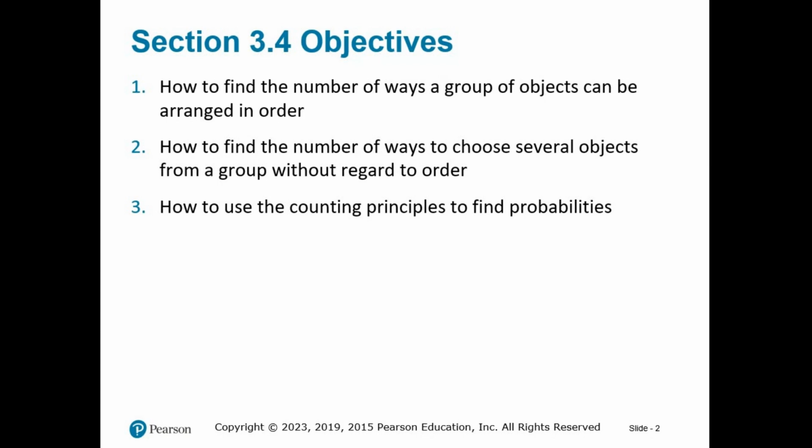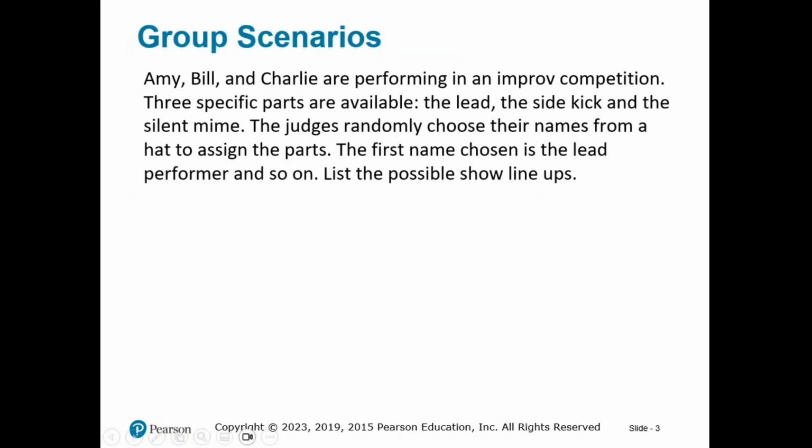Okay, let's get started. To get your mind ready for this group of topics, we're going to start by looking at a situation from two different viewpoints. Picture this scenario. Amy, Bill, and Charlie are performing in an improv competition. Three specific parts are available: the lead, the sidekick, and the silent mime. The judges randomly choose their names from a hat to assign parts. The first name chosen is the lead performer, and so on. List the possible show lineups.